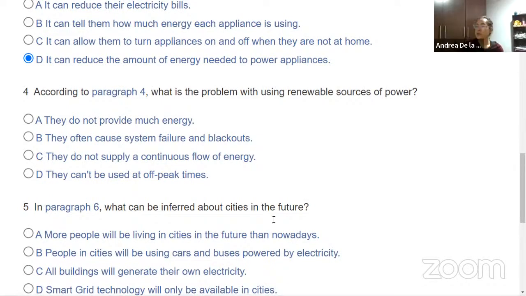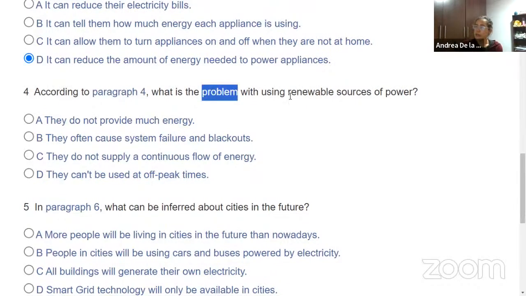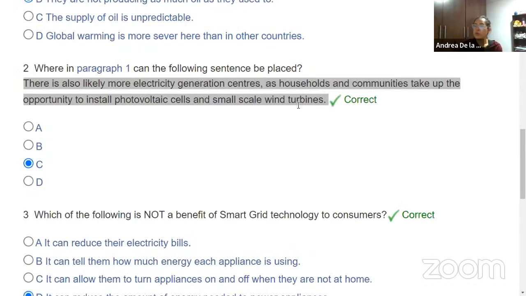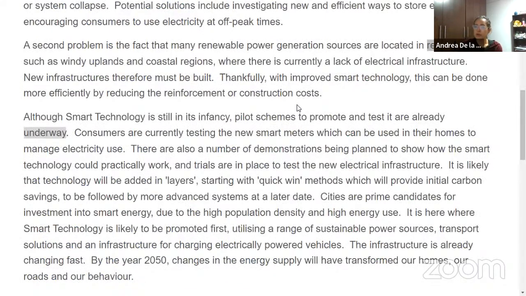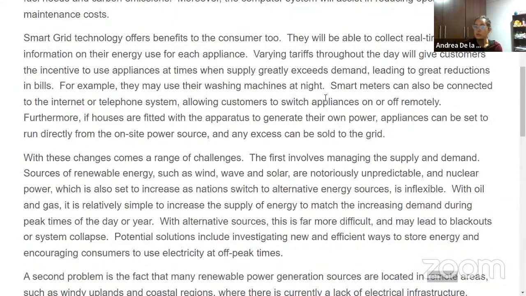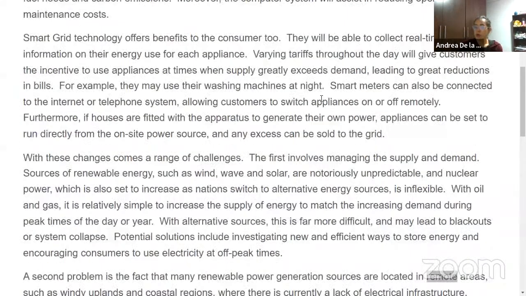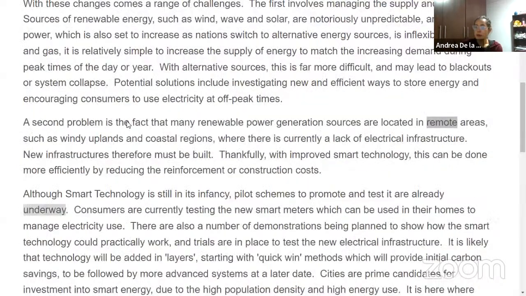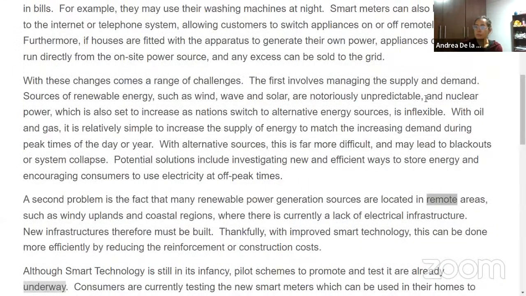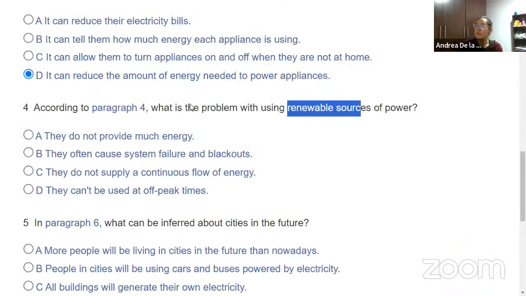Okay. So the question is, what is the problem with using renewable sources of power? Probably our keywords are going to be problem and renewable sources, right? Renewable sources of power. We're looking for the problem related to using those type of sources. So they start talking about, okay, do they say the paragraph? Oh yes, they say according to paragraph 4.